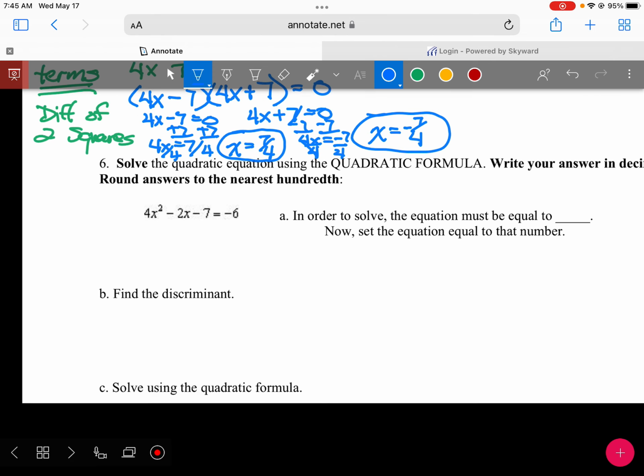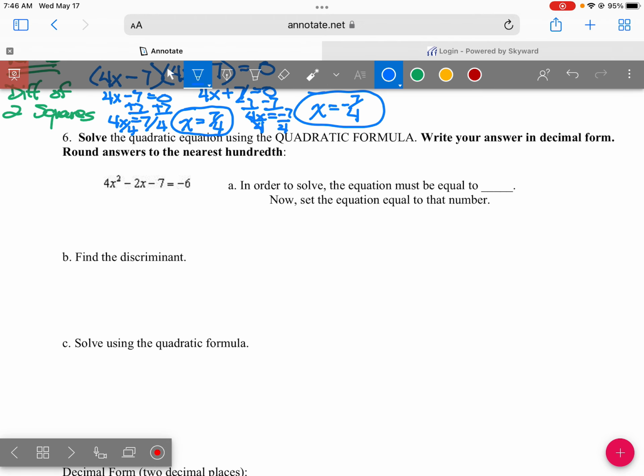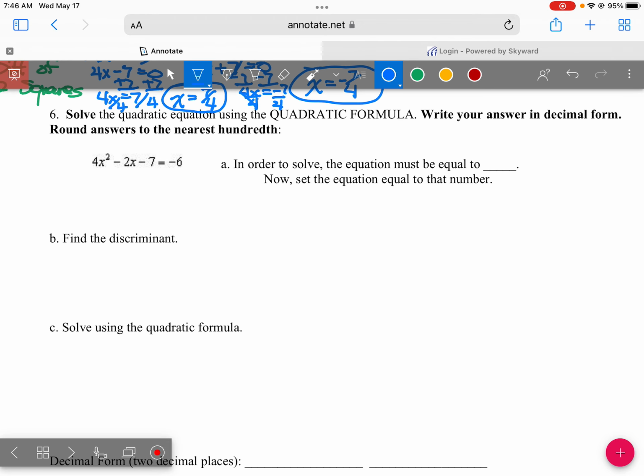All right, let's go to number 6. This one we're going to use the quadratic equation, and we will be giving you these formulas. It says solve. When it says solve, you are looking for what is x equal to. Write your answer in decimal form. Round answers to the nearest hundredth. Letter A gives you a hint.